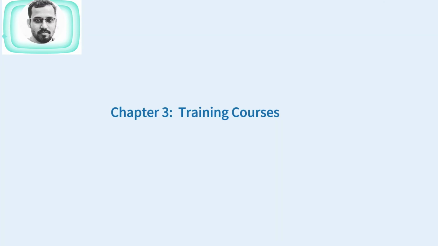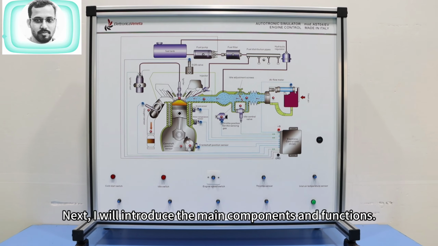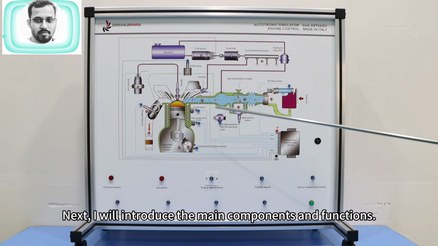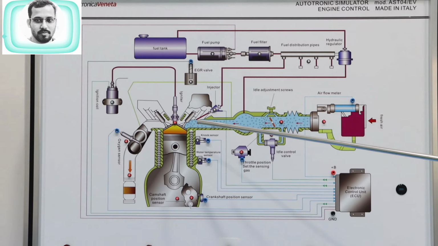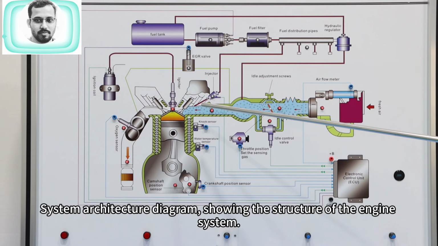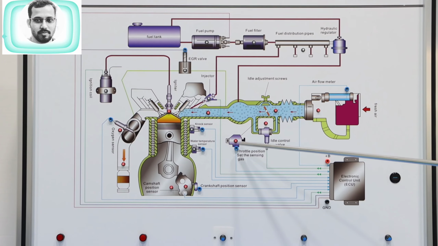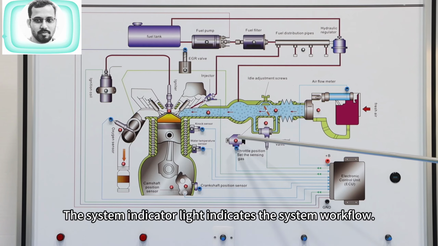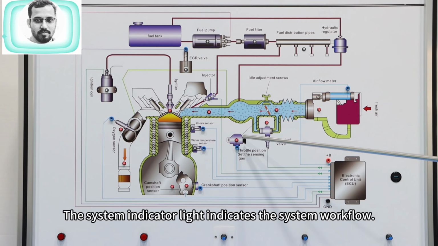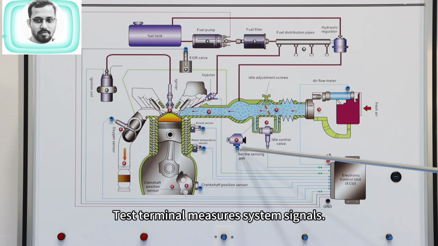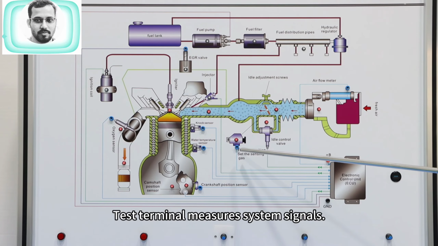Chapter 3 Training Courses. 1. Introduction of main components. Next, I will introduce the main components and functions. System architecture diagram, showing the structure of the engine system. The system indicator light indicates the system workflow. Test terminal measures system signals.